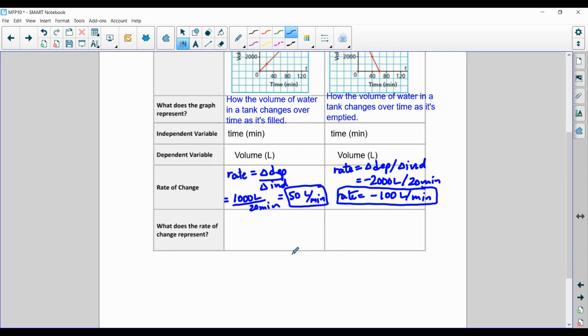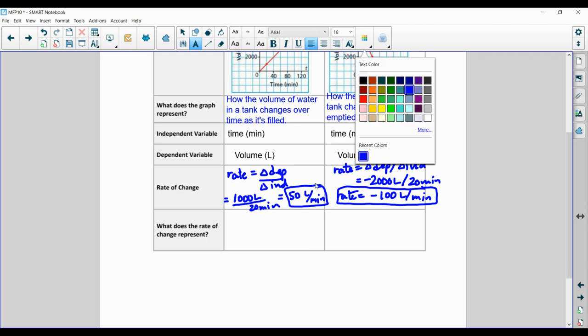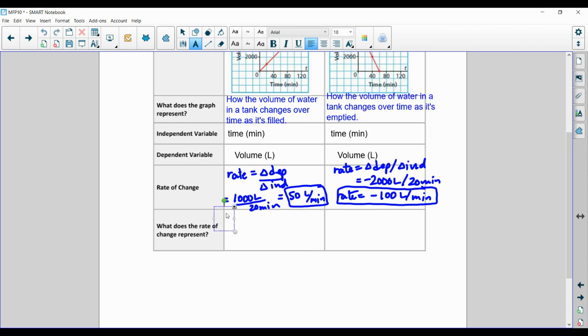Last question, what does the rate of change represent? Well, I kind of hinted at it in my last comment there, but this rate of change in each graph represents a speed. So the first one is the speed at which the water tank is being filled. And then the second one, the rate, represents the speed at which the water tank is being emptied.